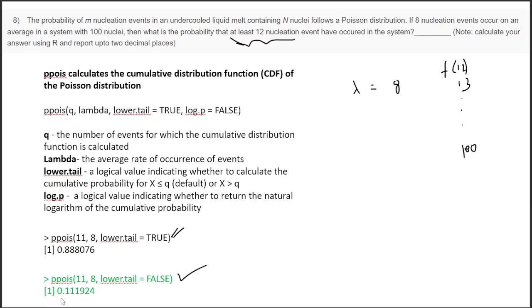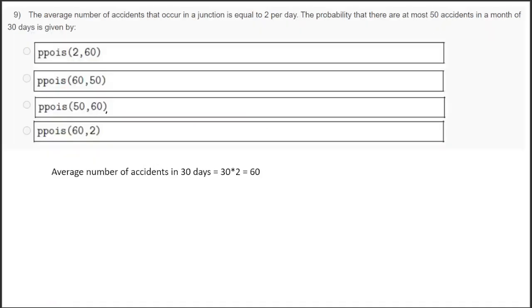The value corrected to two decimal points is 0.11. So let's go to the ninth question. It's similar. They're asking: the average number of accidents that can occur at a junction is 2 accidents per day. The probability of at most 50 accidents in a month of 30 days is given by. At most means it can be 50 or less than that.